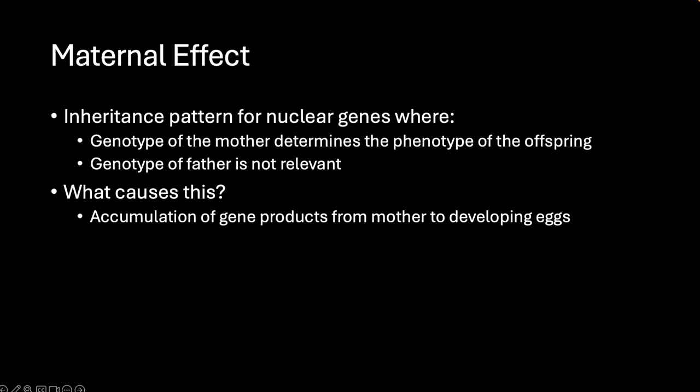The basic principle here is that the genotype of the mother determines the phenotype of the offspring. So the genotype to phenotype connection we have previously observed in Mendelian gene inheritance does not work here. Moreover, the genotype of the father is irrelevant to the phenotype of the offspring. So let's examine this inheritance pattern and then briefly examine its mechanism.